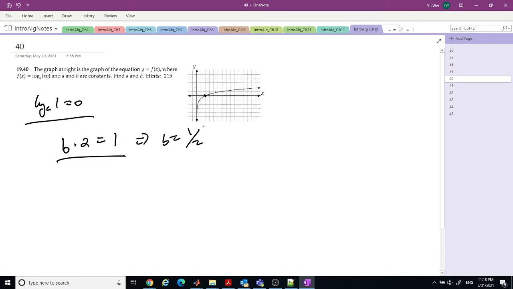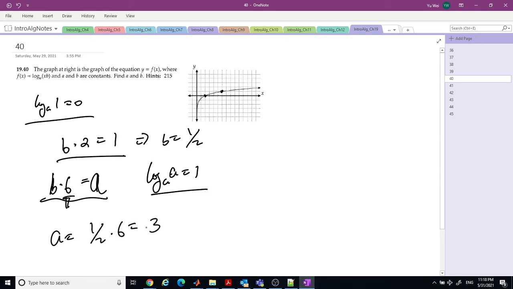The second one is the case of 1. When b times, counting 1, 2, 3, 4, 5, 6, b times 6 equals a, because log_a of a equals 1, right? So when x equals 6, b x equals a. That means a equals 1/2 times 6, which is 3. So a equals 3, b equals 1/2.